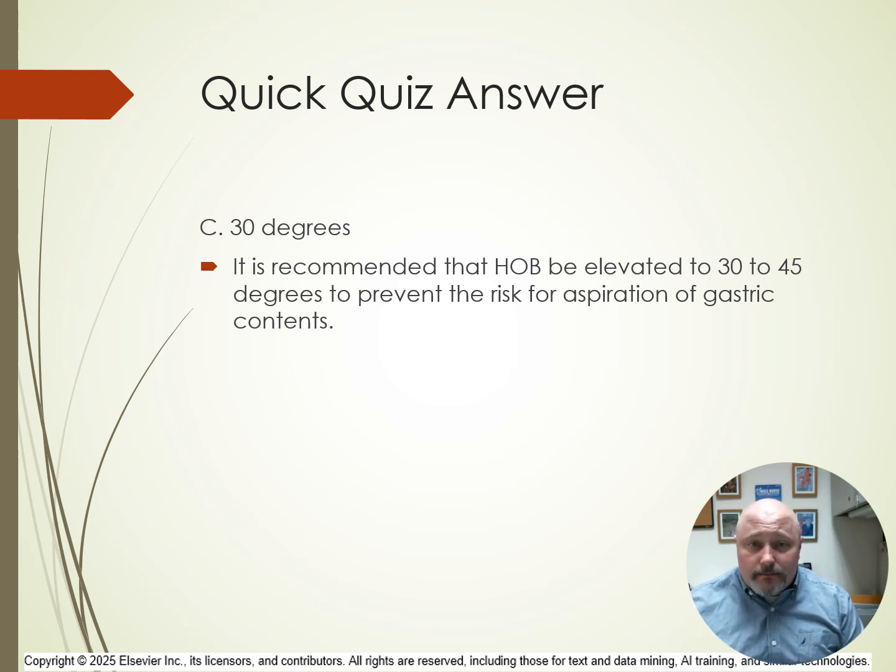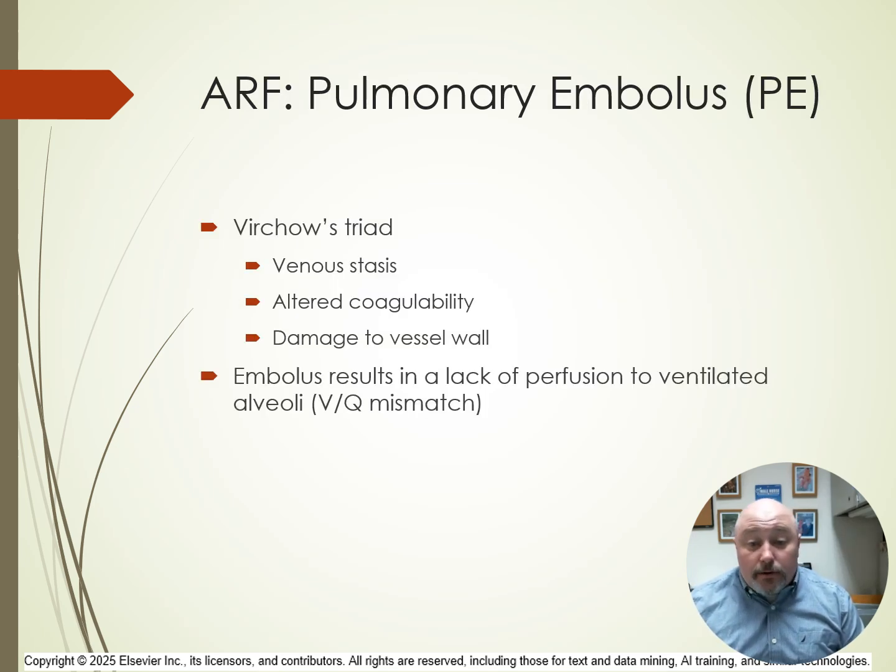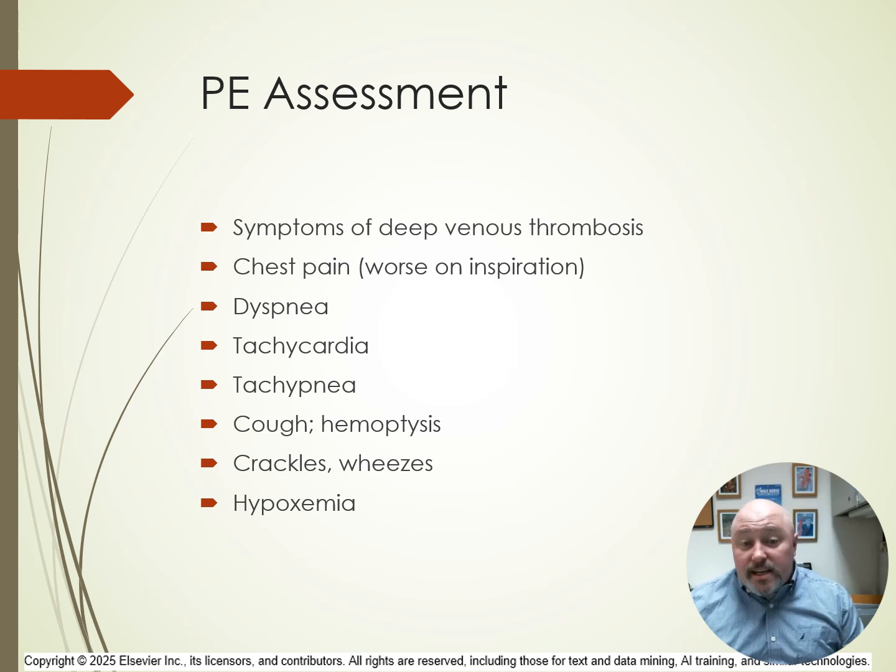In the case of Virchow's triad, we're going to be looking at things like venous stasis, altered coagulability, and damage to the vessel walls. In the case of pulmonary embolus, this is going to be a very real concern, especially for patients that are not up and moving and are at a greatly increased risk of throwing a clot. When assessing for a PE, we're going to be looking at things like symptoms of a DVT, chest pain, dyspnea, tachycardia and tachypnea, or even hemoptysis, crackles, wheezes, and hypoxemia.